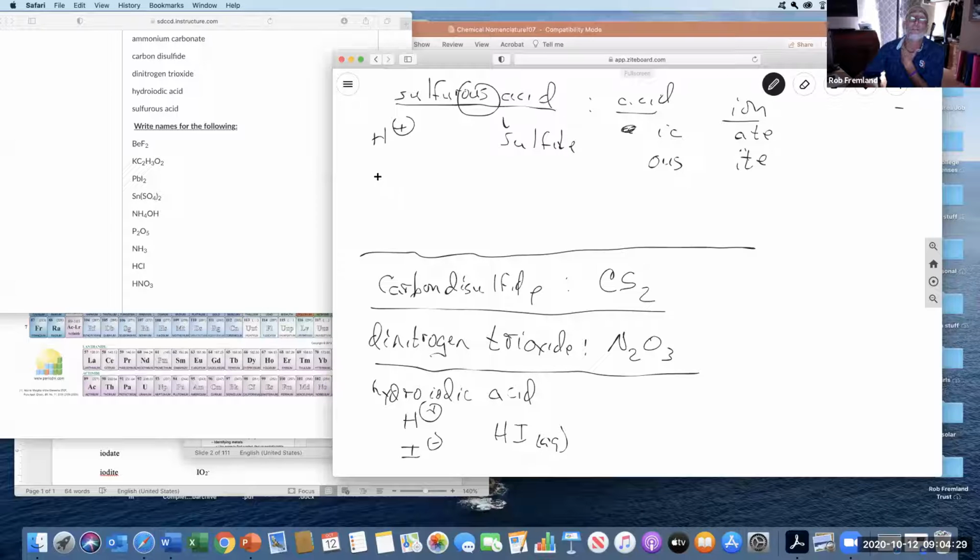So sulfite is SO3 2-. And so that means this is going to be H2SO3.